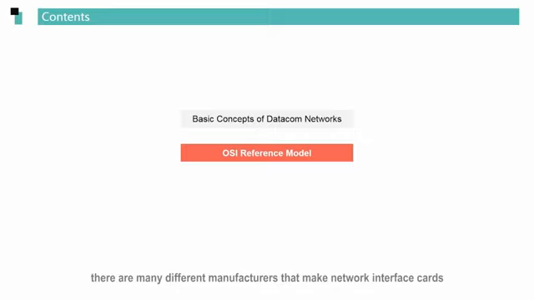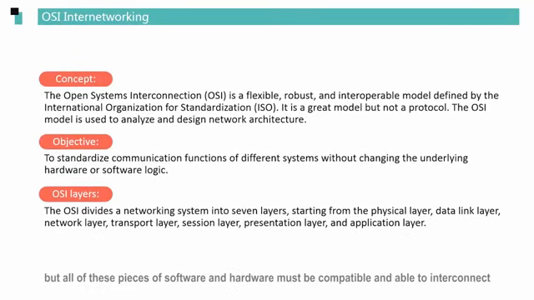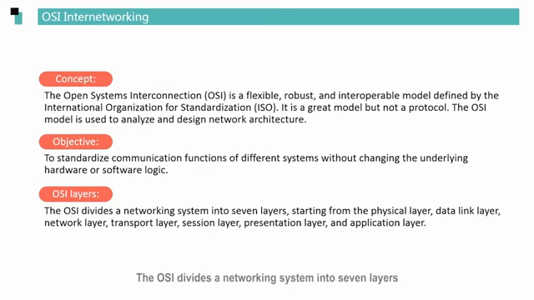For example, there are many different manufacturers that make network interface cards, and many different programs that transmit files using FTP. But all of these pieces of software and hardware must be compatible and able to interconnect. This system is fundamental to allowing the rapid development of communications networks. The OSI divides a networking system into 7 layers, starting from the physical layer, data link layer, network layer, transport layer, session layer, presentation layer, and application layer. In the following slides, we'll go through the functions of each of the OSI model's 7 layers.